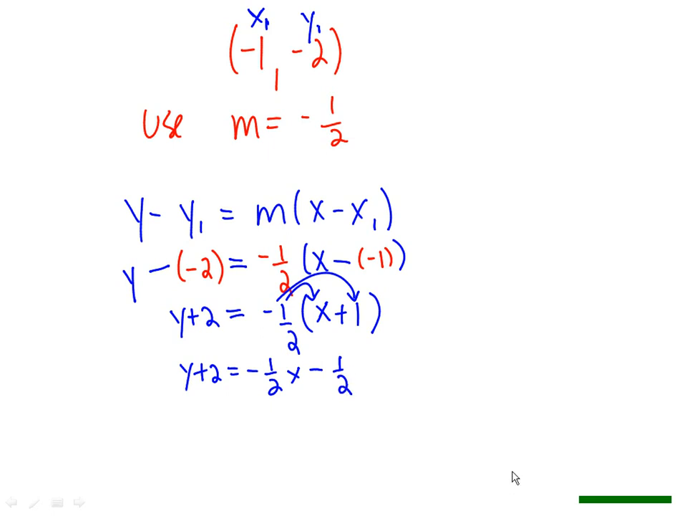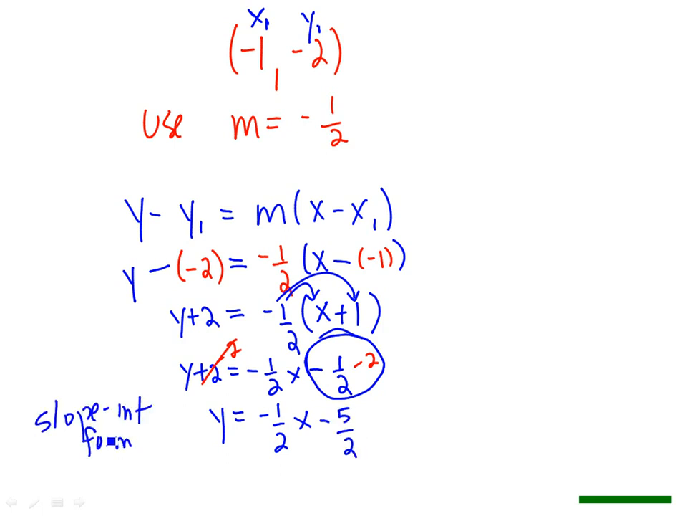Then we're going to subtract the 2, and we get y equals negative 1/2 x, negative 1/2 minus 2. Make sure you work this out. It should be negative 5/2. This is slope-intercept form.